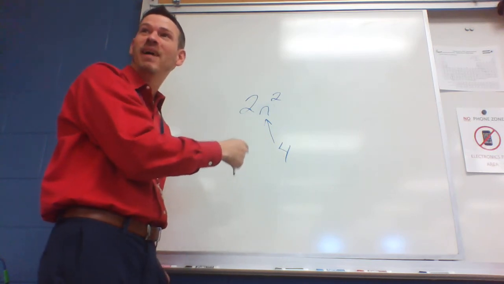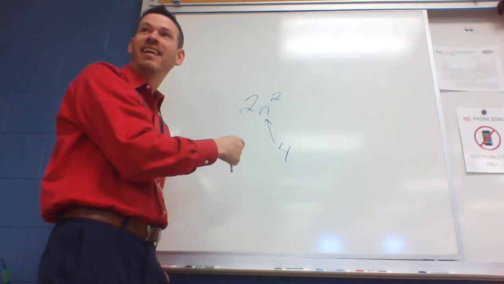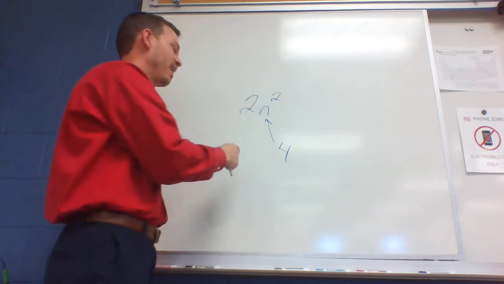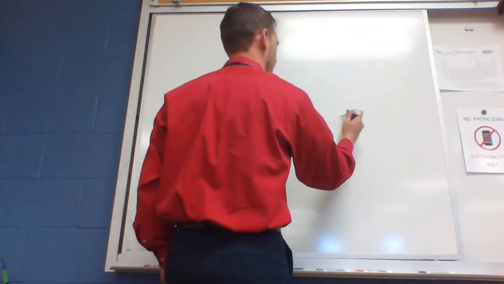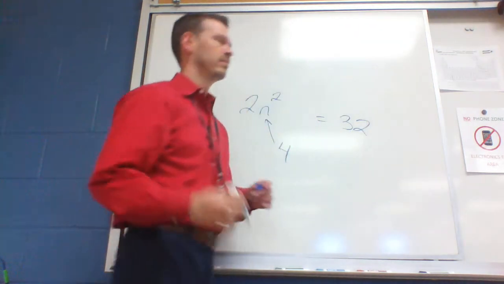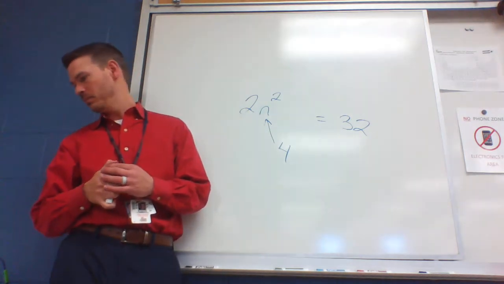Please excuse my dear Aunt Sally. I never learned that. What? Anyways. 4 squared is 16 times 2 is 32. Ding, ding, ding, ding.